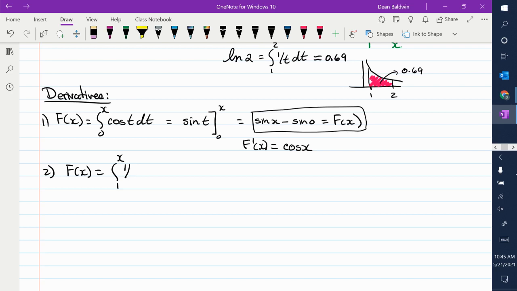Why do I keep writing this? The variable inside the integral has to be different than this. You're substituting that in. You can't have two x's there. All right. And then I said, okay, there's my function.